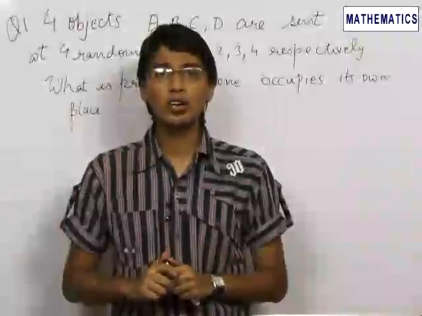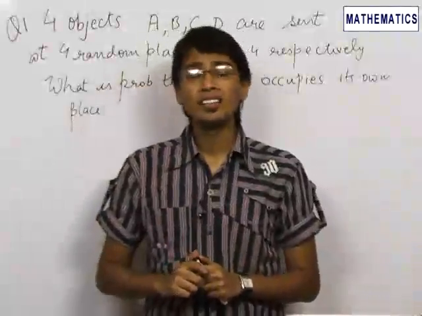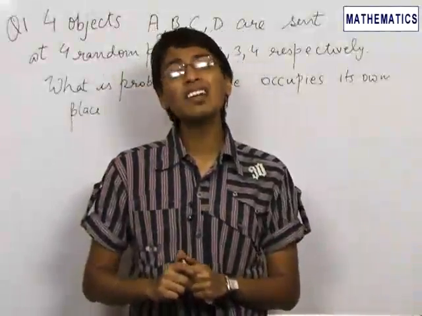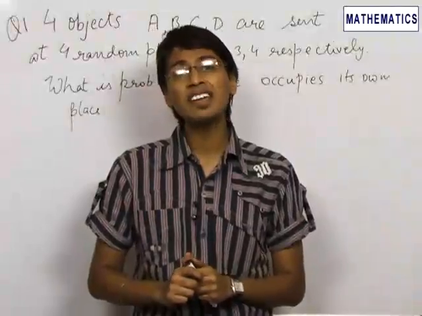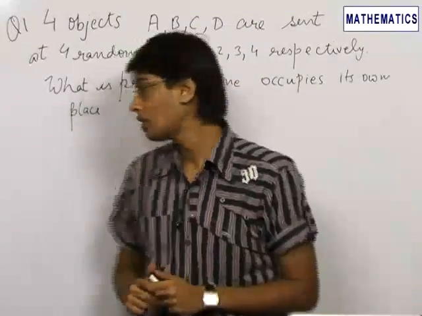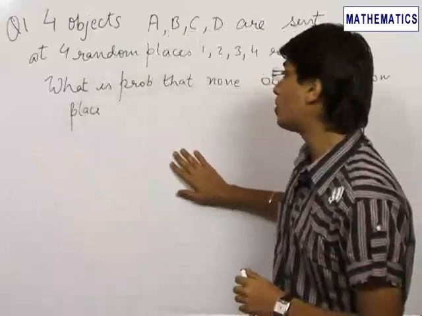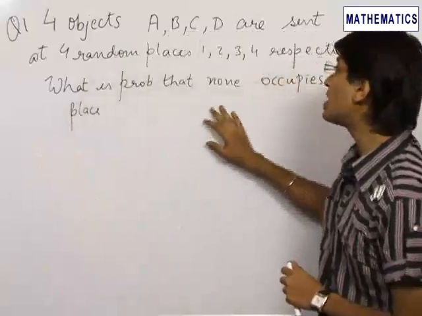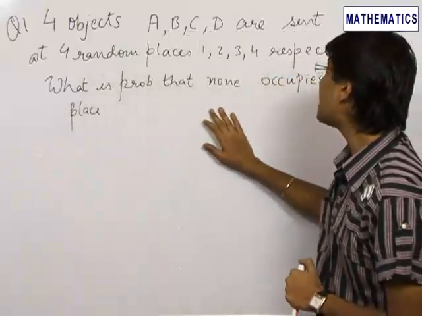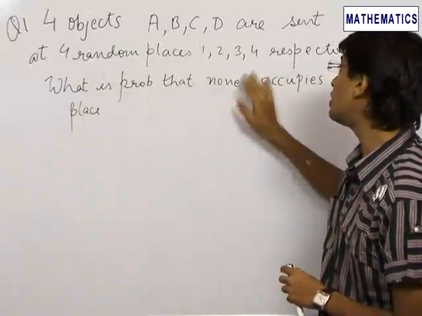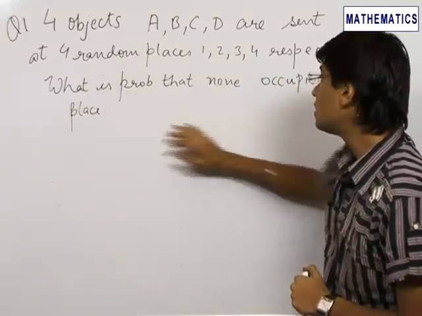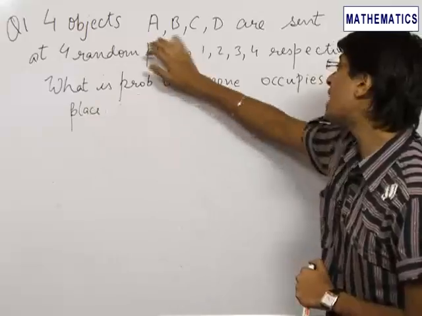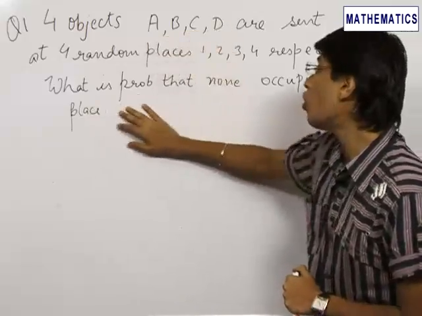So the next chapter that we are going to cover is probability. This is again a very important chapter and a very conceptual chapter and has a very important weightage in IIT JEE. Getting started with the first problem, we are given that 4 objects A, B, C and D are there and they are sent to 4 places 1, 2, 3 and 4 randomly. What is the probability that none of A, B, C or D goes to its own place?